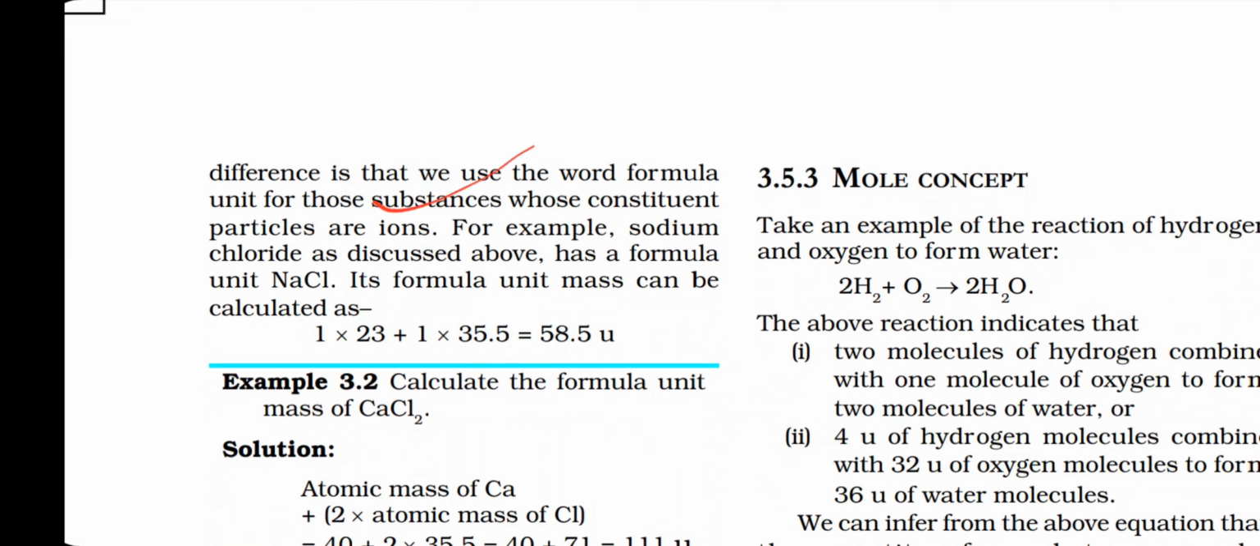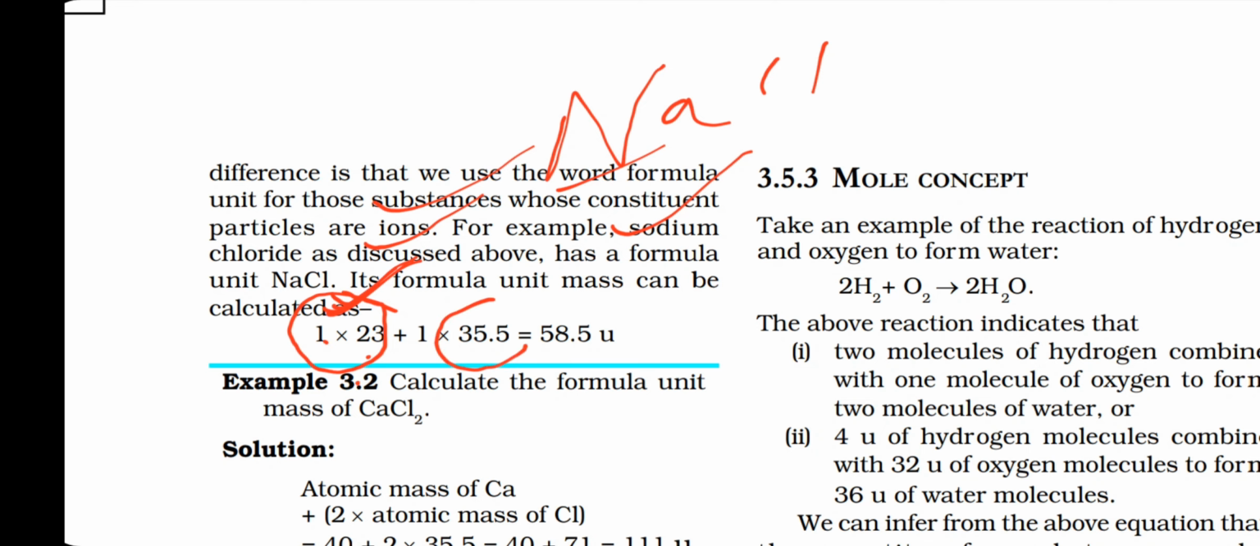Formula unit is used for those substances that constitute particles of ions. For example, sodium chloride, discussed above, has the formula NaCl. The mass of one sodium atom is 23, 1 into 23, and that of chlorine is 35.5, that is 1 into 35.5. The total mass of sodium chloride is 58.5 unified mass.